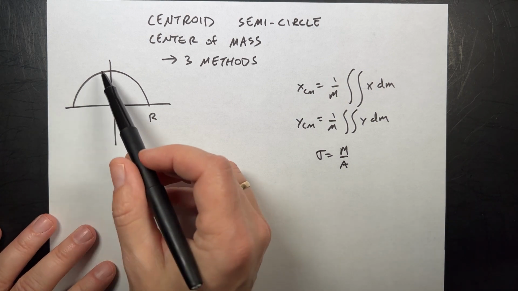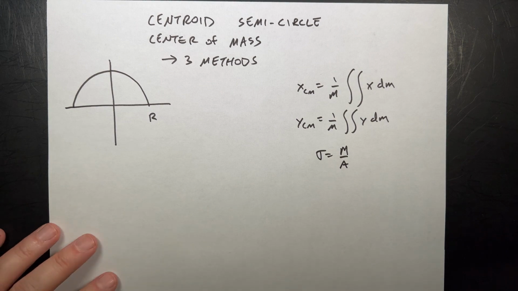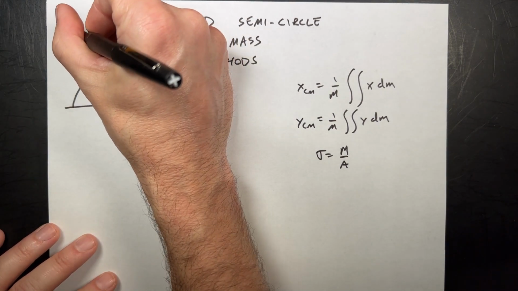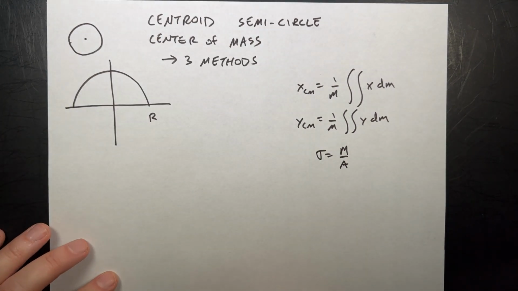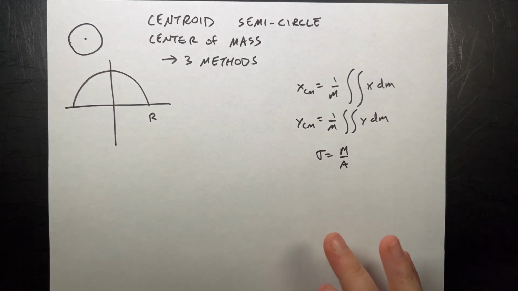So here's my half circle. I want to find the center of mass. If I did the center of mass for a circle, it'd be right there in the center. I think that's probably obvious. You could do that integral. It'd still be fun, but it's not the same thing.